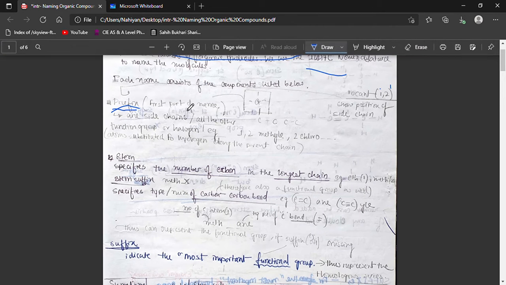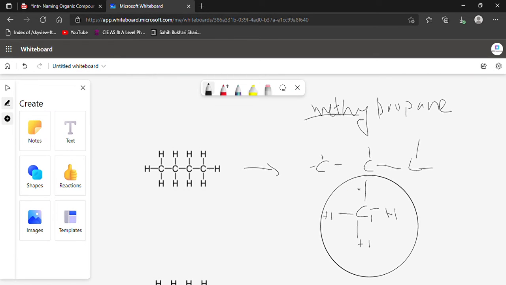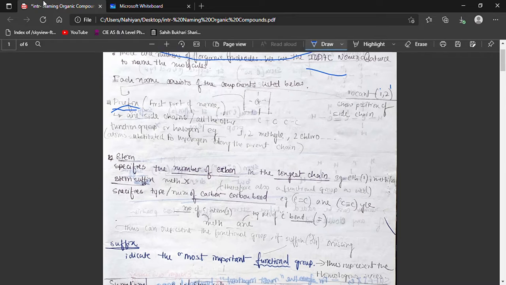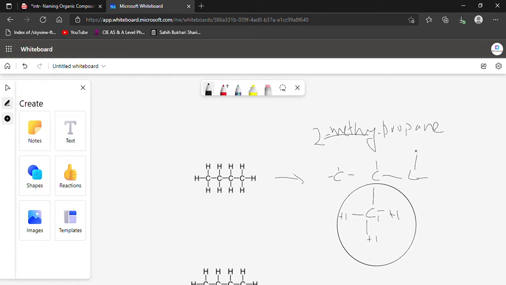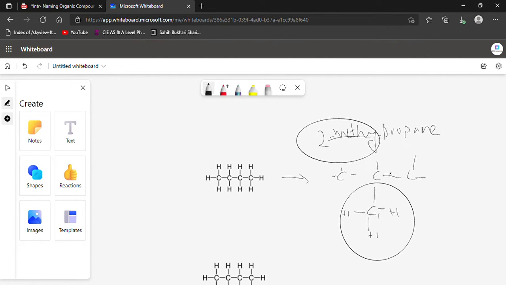As I said before, the prefix is not the first part, it's the locant, which shows the position of the side chain. This side chain, the alkyl, is on the second carbon, so you can say it's 2-methylpropane. Moving on, for the naming we put any alkyl group, or any kind of group, first.